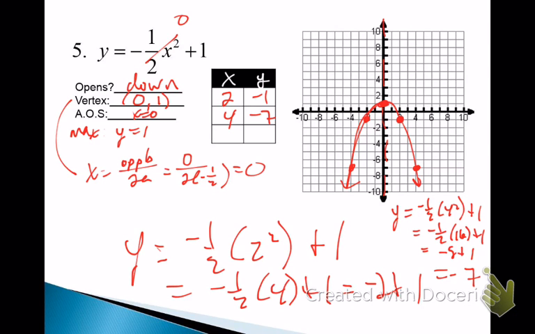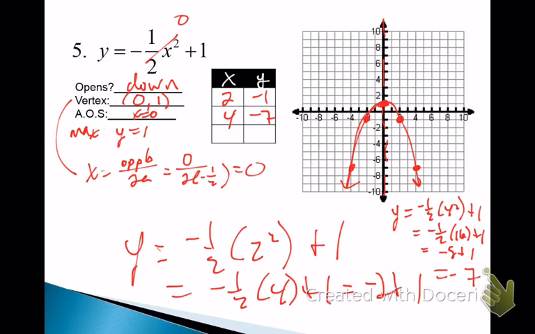Did you get this? Okay, it's going to open down. Vertex is at (0, 1). Axis of symmetry is at x equals 0. The maximum value is y equals 1. And then my 2 points, the 2 x's I chose to get my 2 points were 2 and 4.